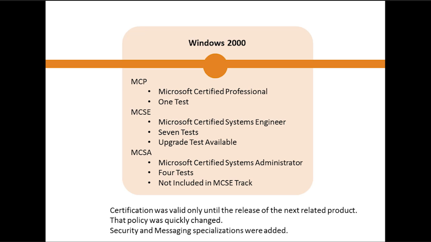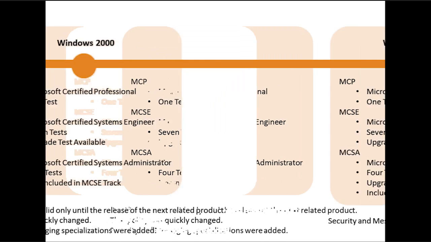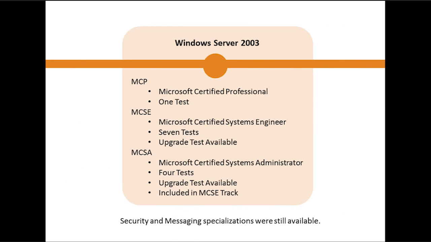That bothered some people. So, if we move along into Windows Server 2003, you'll notice it's exactly the same as what we had for Windows 2000. You still have MCP. You still have MCSE. It still took 7 tests. There's still an upgrade available. There's still the MCSA. It's still 4 tests. There's an upgrade from the previous one. But notice this time it was included in the MCSE track.